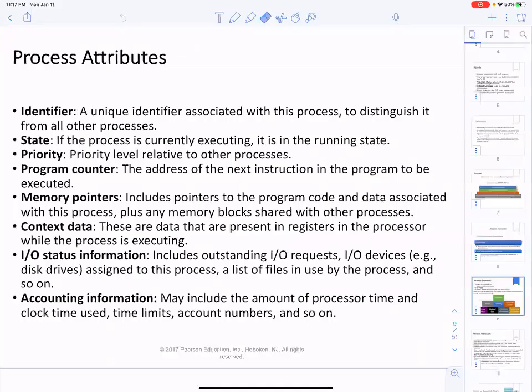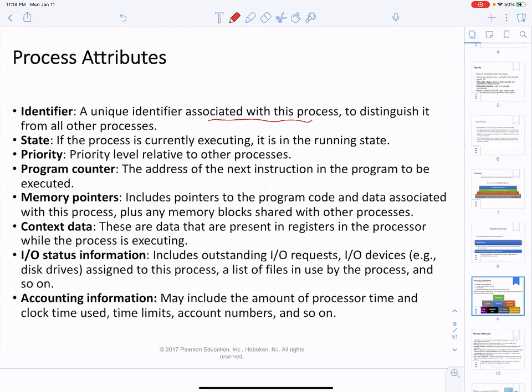Now, let's identify each of those process attributes and define each one of those attributes separately. So when we say a process identifier, we refer to a unique identifier that is associated with each process. And this identifier is actually used to differentiate a process from another process by giving each process a unique identifier.